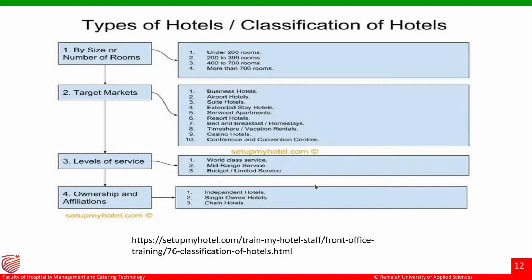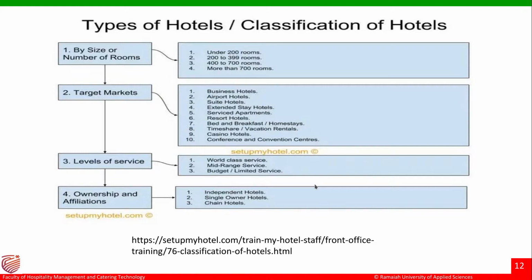Second is the target market. Here we can see target market are the type of customers, the type of guest who enters in a hotel. So on the screen you can see there are 10 categories. One is business hotel. This business hotel category is where the customer, the guest, comes for business purposes. So their stay in that hotel is very short. It is either for a day, 2, 3, and on weekends these hotels are not being utilized by the business clients. So this is based on the type of client they have.